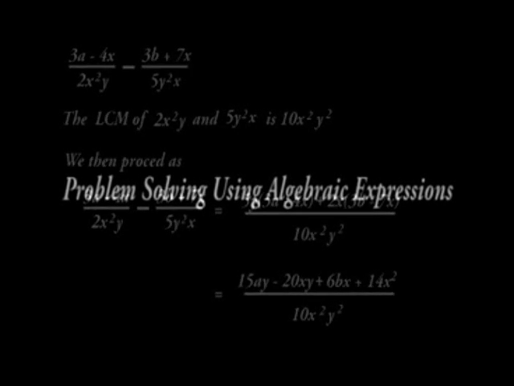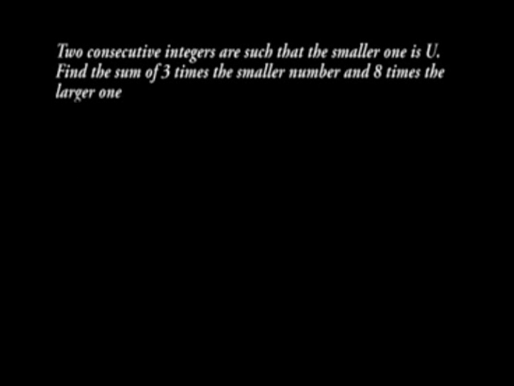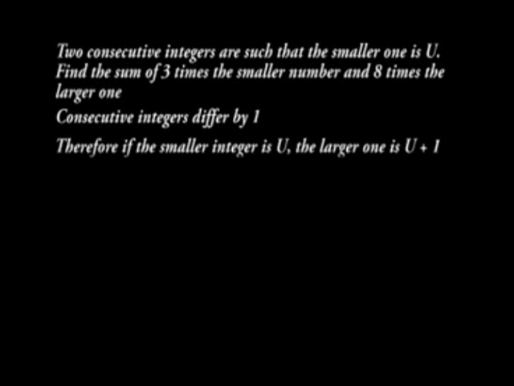Let's look at problem solving using algebraic expressions. Example 1. Two consecutive integers are such that the smaller one is u. Find the sum of 3 times the smaller number and 8 times the larger number. In our solution, consecutive integers differ by 1. Therefore, if the smaller integer is u, the larger one is u + 1.